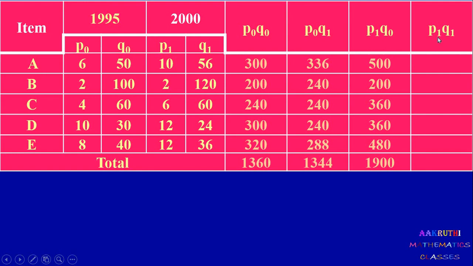Then we have to calculate P1 Q1. Multiply P1 and Q1. Here it is 10 into 56, 560. 2 into 120 is 240. 6 into 60 is 360. 12 into 24 is 288. 12 into 36 is 432. Then add all this, we get summation of P1 Q1. So summation of P1 Q1 is 1880.